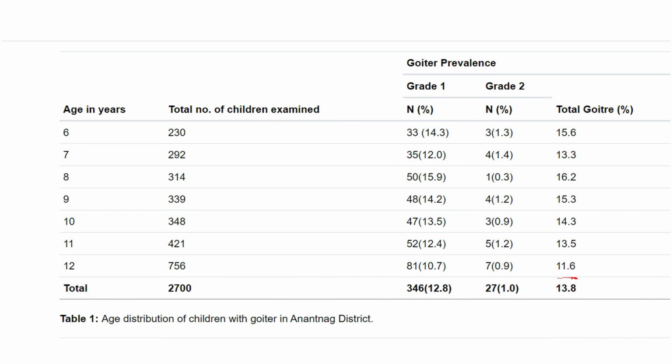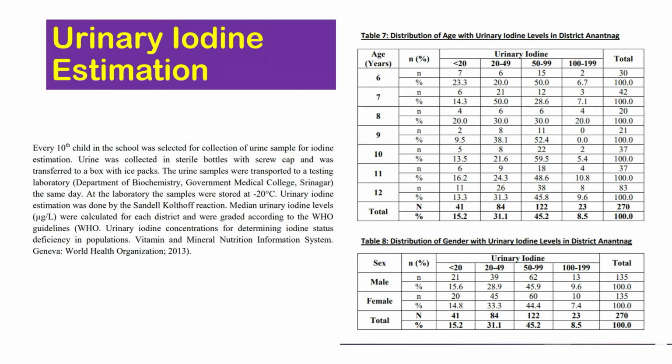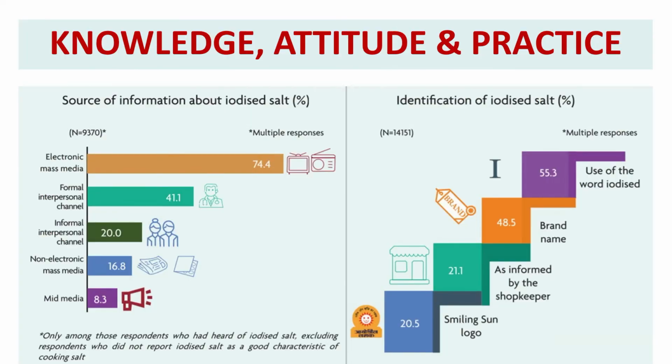This is a snapshot of the study conducted in District Anantnag, where we found the total goiter rates. In the same way, in Baramulla district, we can see around 15%. Another thing we do is estimation of urinary iodine, and again we check among school children so as to estimate the presence of any iodine deficiency in the human population.